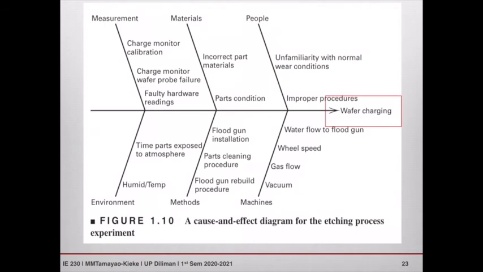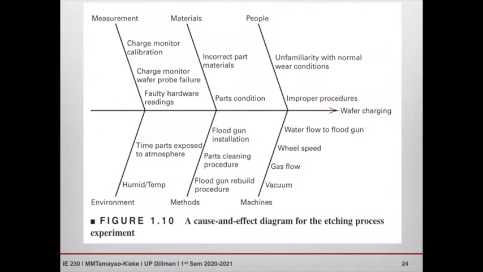Experimenters can use a cause and effect diagram or fishbone diagram, such as what you can see on the screen, to help in pre-experimental planning. This fishbone diagram from Design and Analysis of Experiment by Montgomery was used to help in planning an experiment to resolve problems with wafer charging encountered in an etching tool used in semiconductor manufacturing. As depicted by the spine, the effect of interest is wafer charging.